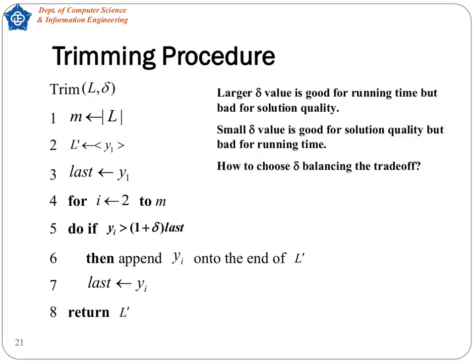On the right, the slide highlights the trade-off governed by delta. A larger delta prunes more aggressively, keeping L small and the algorithm fast, but risking coarser solutions. A smaller delta retains more intermediate values, improving accuracy at the cost of extra work. So the key question becomes, how should we choose delta to balance these opposing goals?